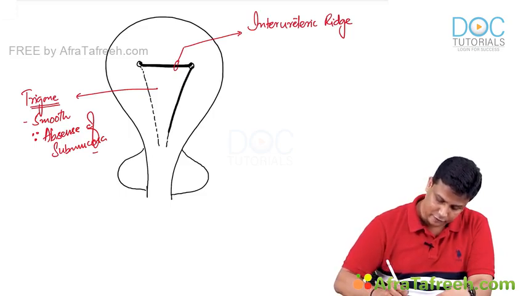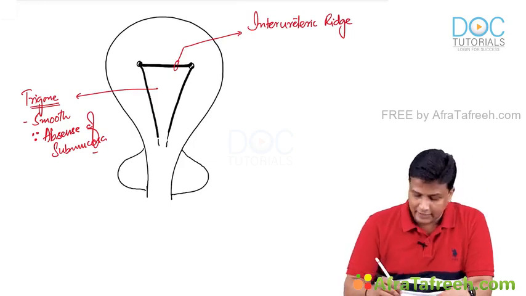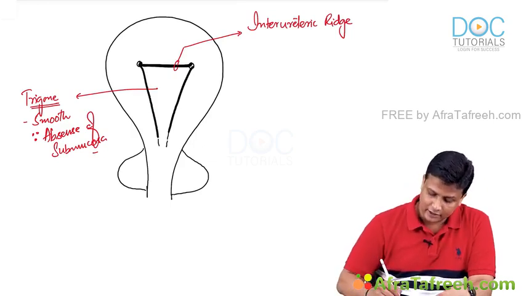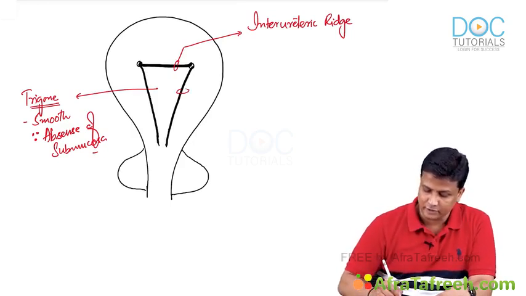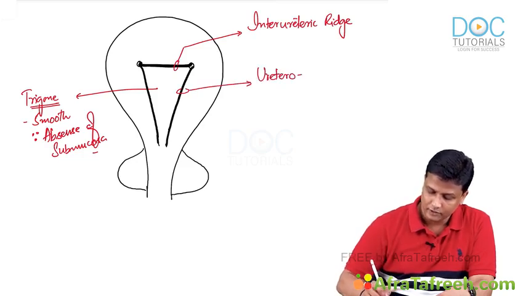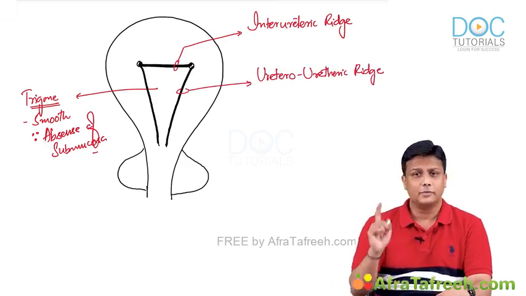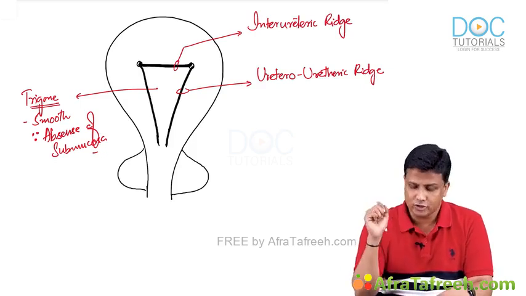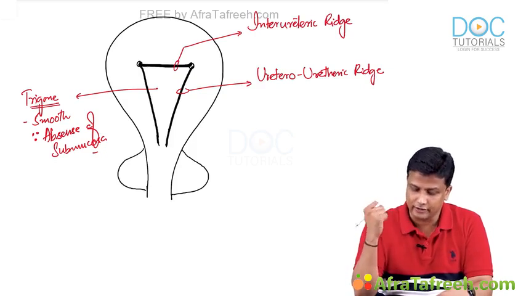of the ureter are also moving down, and they are going to form one more ridge over here. And that is the ridge between the ureter and the urethra, the opening of the urethra here. So what is the name of this ridge over here? This is the uretero-urethric ridge. So there will be between the ureters interureteric ridge, and between the ureter and urethra uretero-urethric ridge.